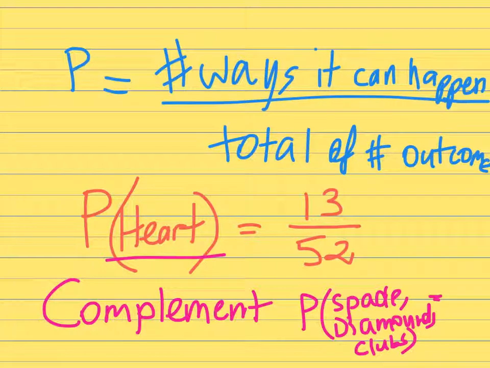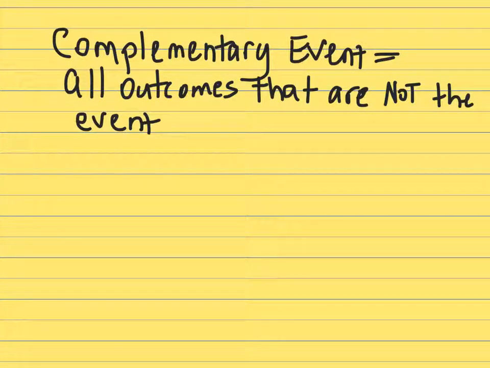So in actual fact, it would be 39 over 52, because 3 lots of 13, because there are 13 different cards in each suit, equals 39 over 52, which is our total. Okay, so just remember, a complementary event is all outcomes that are not the event itself.